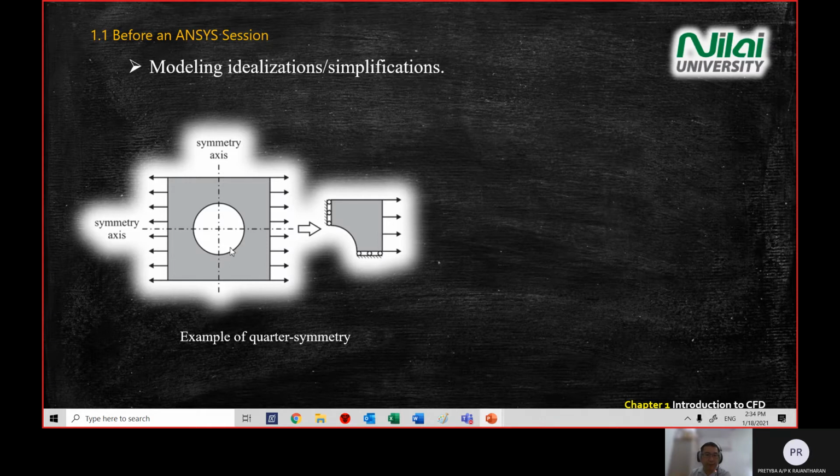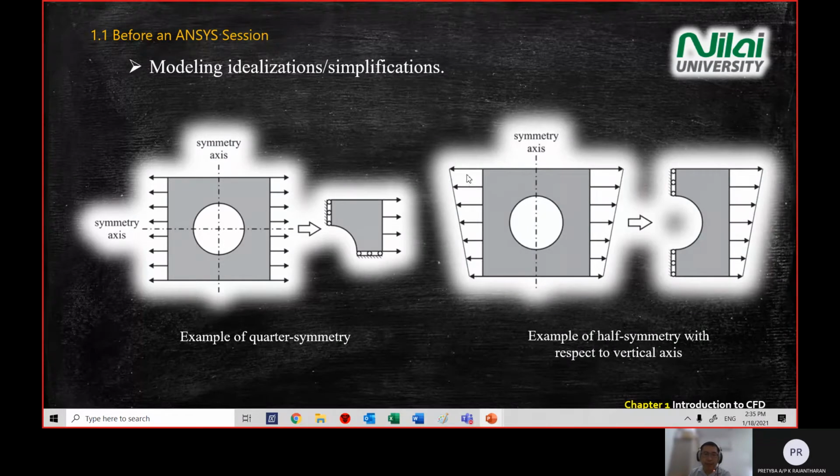Okay. If you have a quarter symmetry case. Second one, you see the same structure, but your loading changes a little bit. So in this case, you cannot do quarter symmetry analysis, but you can do half. You can do half of the structure, either left-hand side or right-hand side, with the loading on one of the ends here, okay? So when you do simplification, be careful on the loading on your object, whether it's symmetric or not. So you need to check.